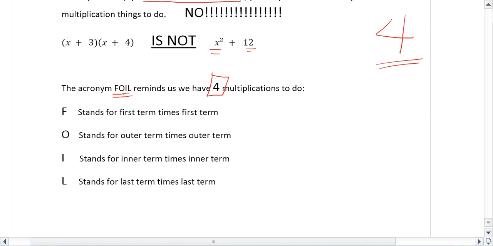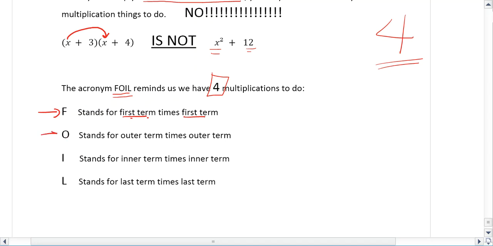In the word FOIL, the F stands for the first term times the first term. And I'm going to draw arrows to match up with the word FOIL. So the first term in this binomial is x. The first term in the second binomial is x. So F, first times first, is represented by this arrow.